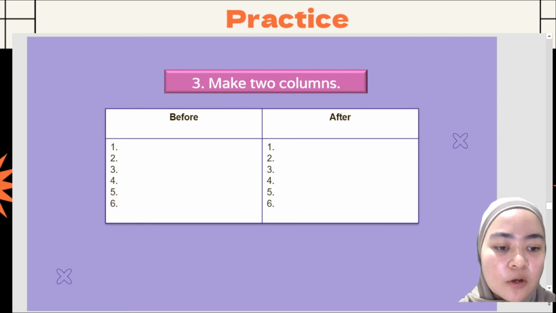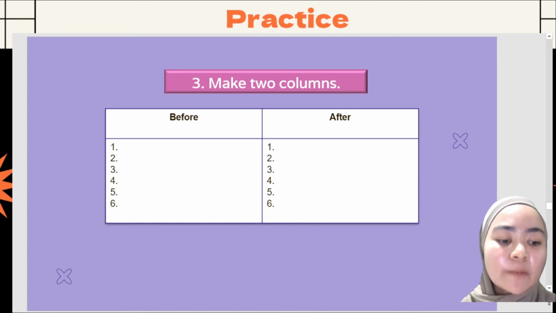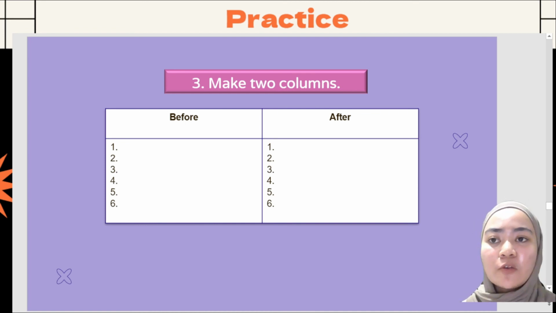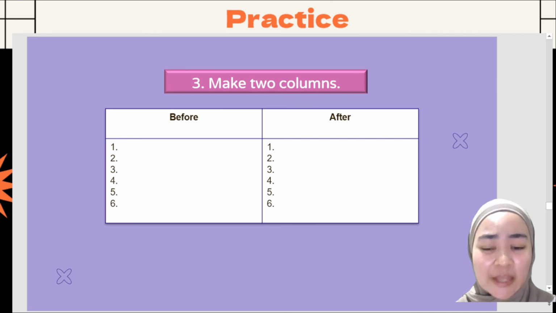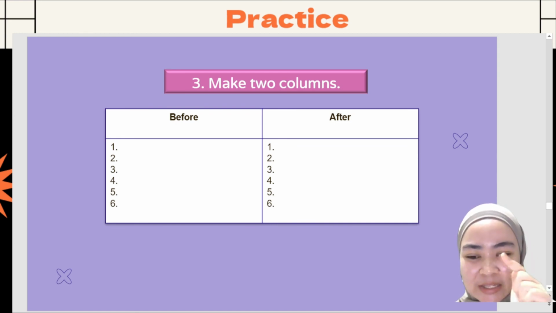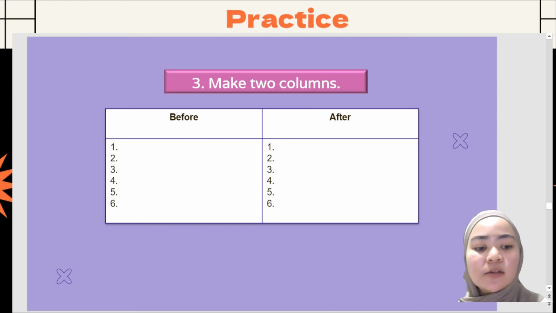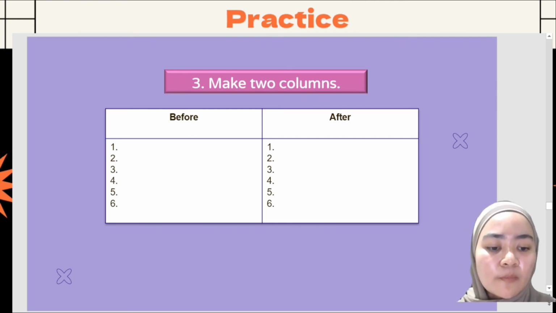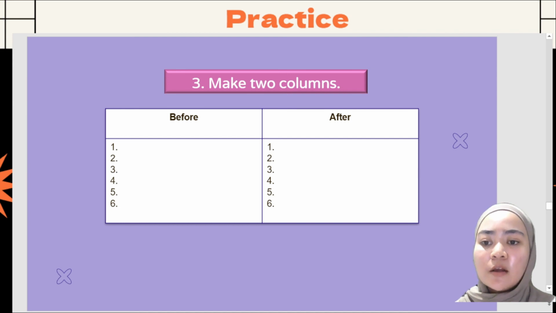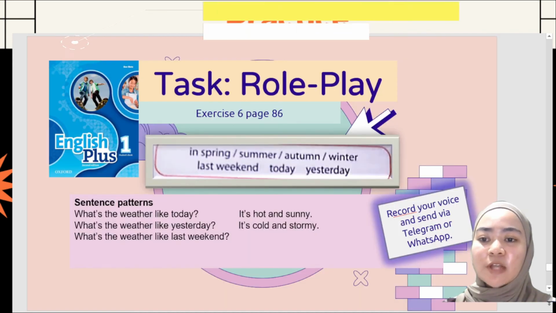So the moral of the story: later when you are answering a listening test, make sure you read through all of the questions and then make a small tick at your guessed answer, and then when you listen to the audio, you can mark your real answer. Okay, can you understand? Yes. Alright. So this is your task for today.